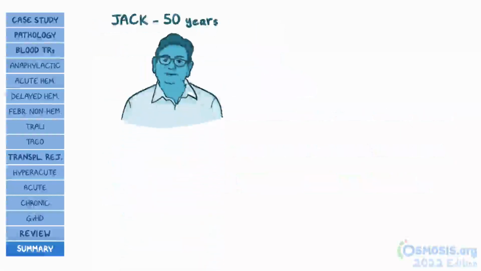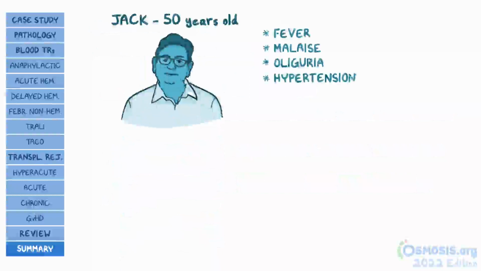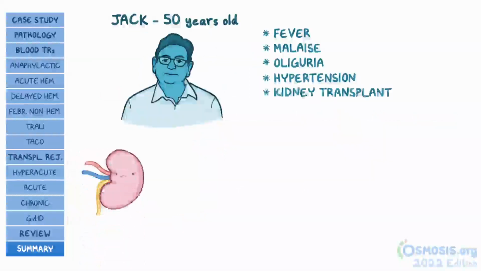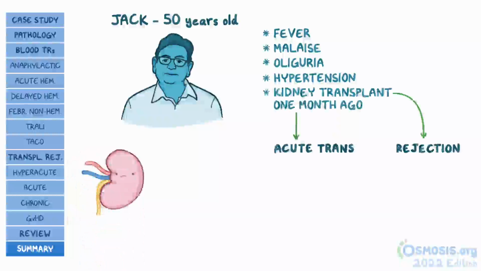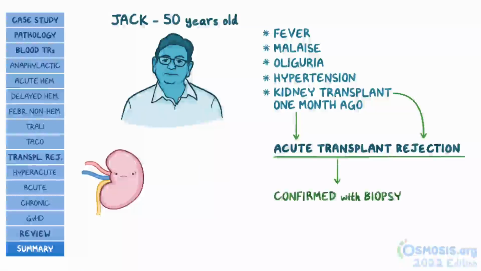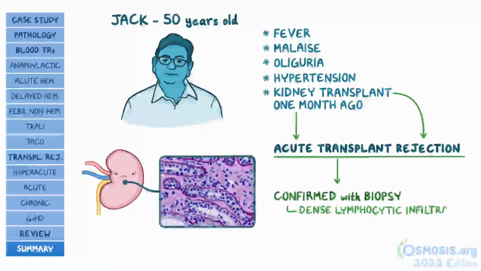Jack is a 50-year-old man presenting with fever and malaise, as well as oliguria and hypertension. The biggest clue here is the fact that Jack had a kidney transplant, so you should immediately suspect some form of rejection. And because the transplant was done a month ago, it must be acute transplant rejection. This was confirmed with a kidney biopsy that revealed a dense lymphocytic infiltrate.